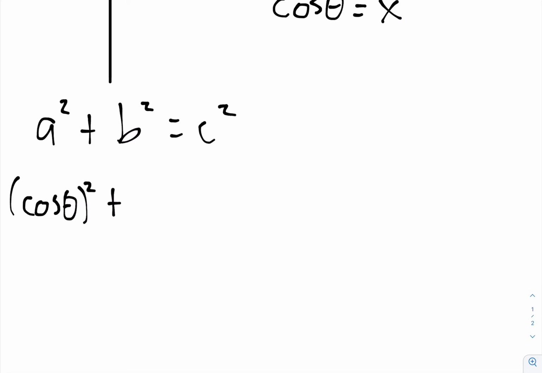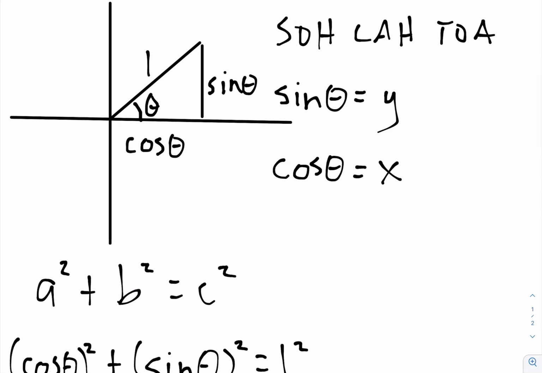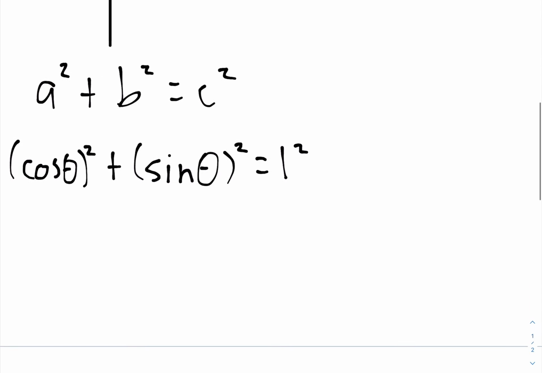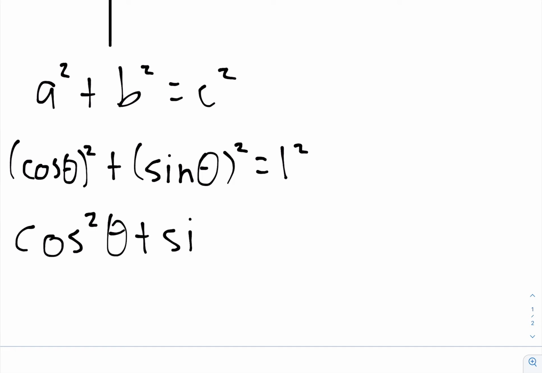So cos squared theta plus, and our B is just going to be sine theta squared equals 1 squared, because cos theta and sine theta, that's just our A and our B. That's just our side lengths when our hypotenuse is 1 on the unit circle. So now, whenever we have this quantity cos theta and we're squaring all of it, we can just write it in this notation, cos squared theta. Okay, same thing with the sine. We can write sine squared theta, and that's going to equal 1 squared, which is 1.